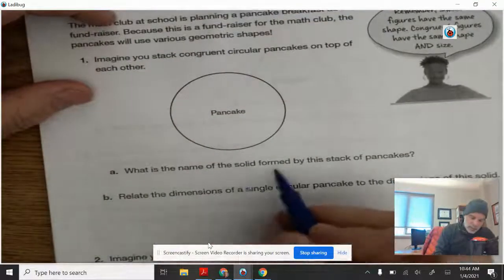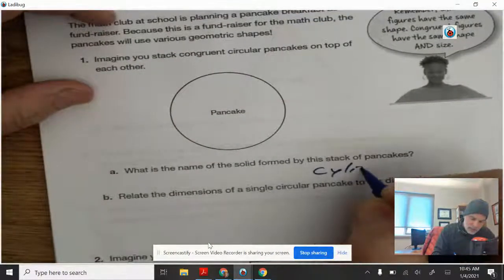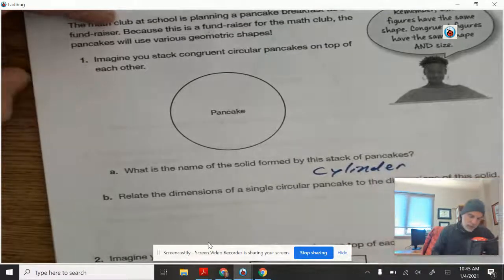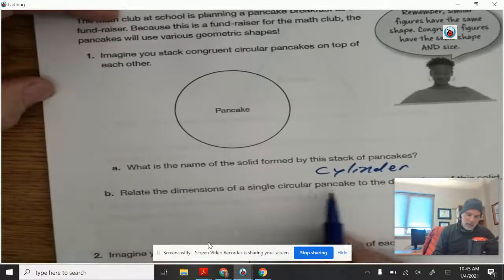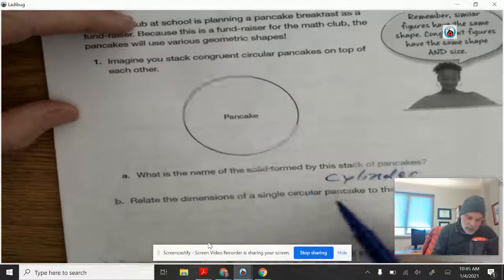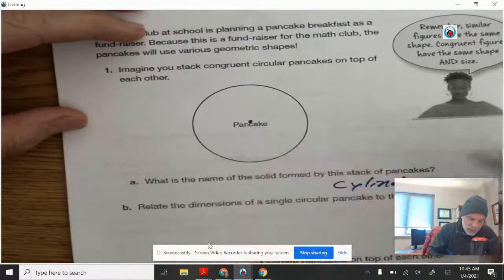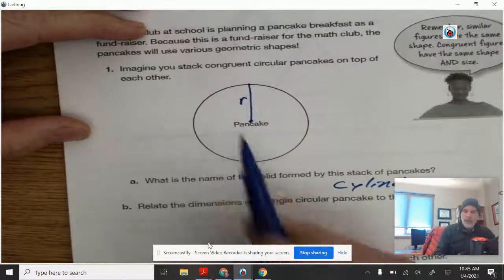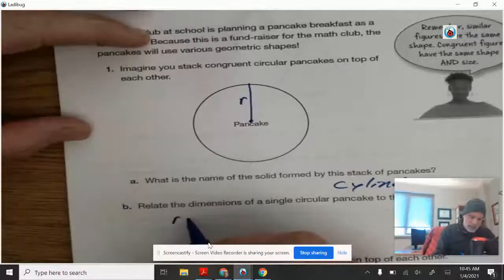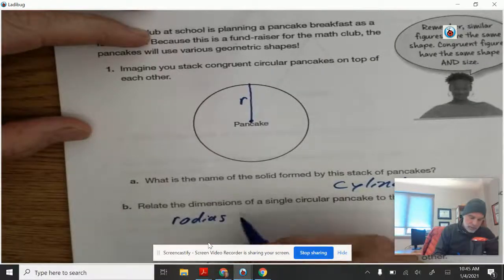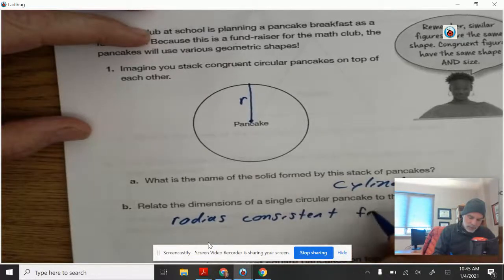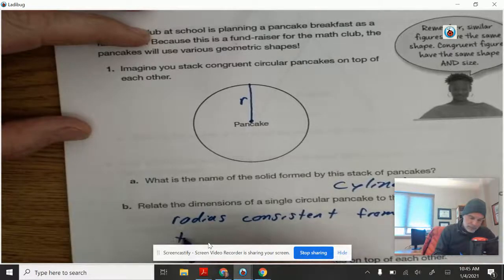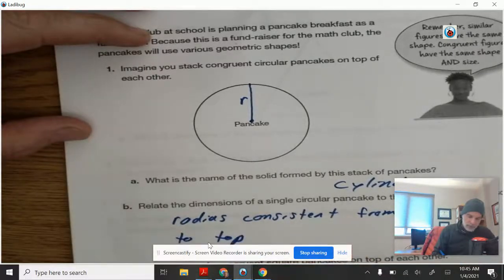What's the name of the solid formed? It would be a cylinder. All right. Relate the dimensions of a single pancake to the dimensions of the solid. I guess one of the main things would be that this radius right here would be consistent all the way throughout. So radius consistent from bottom to top. Right?